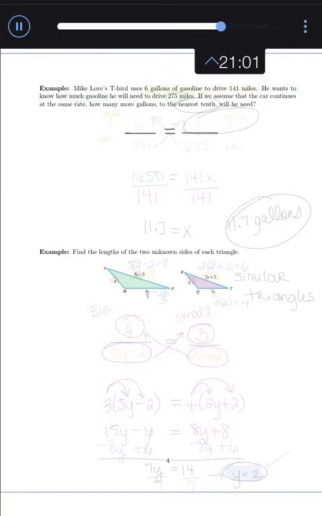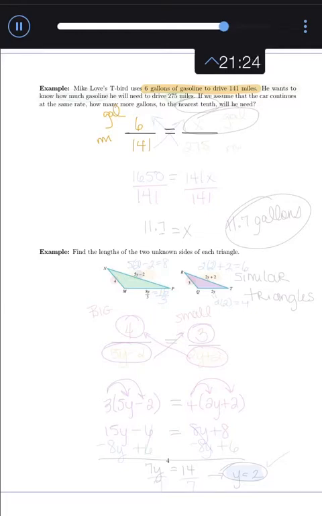rates here. So we've got that 6 gallons of gasoline is going to drive us 141 miles. So it doesn't matter which one you put on top and the bottom as long as we label them. Let's put the 6 that are gallons on top. And I'll put the 141 miles on the bottom. The question is, what else do we have?